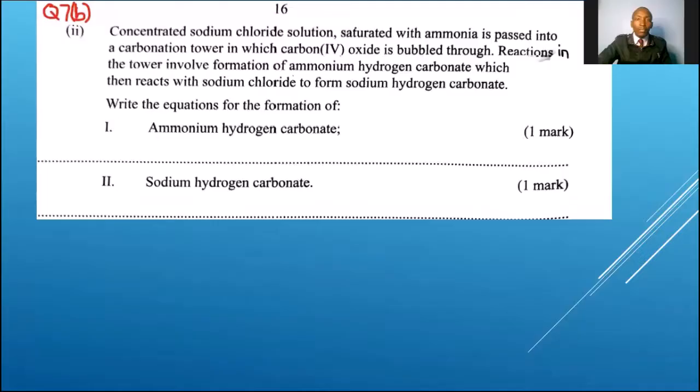Concentrated sodium chloride solution that is saturated with ammonia is passed over the carbonation tower, or the carbonator. CO2 is bubbled through the reactions in the tower for the formation of ammonium hydrogen carbonate, which then reacts with the brine. They are simply describing what happens inside the carbonator, or the Solvay tower. Finally, we get sodium hydrogen carbonate and ammonium chloride. So, write the equation for the formation of sodium hydrogen carbonate. That is ammonium hydrogen carbonate and sodium hydrogen carbonate, the two.